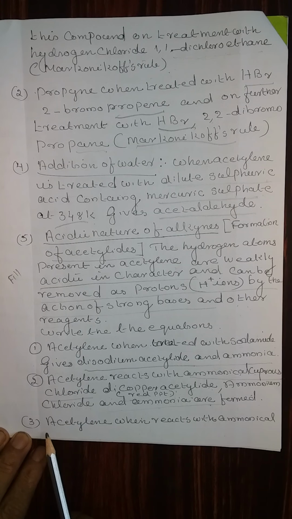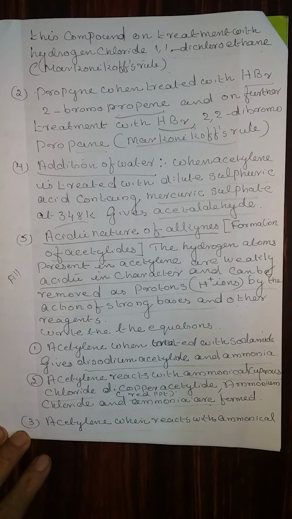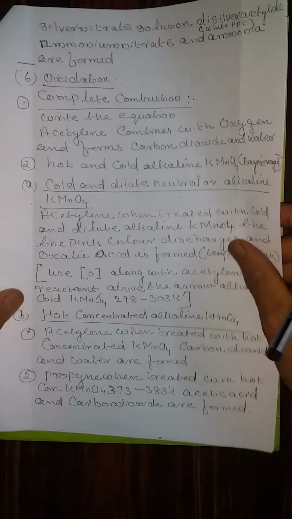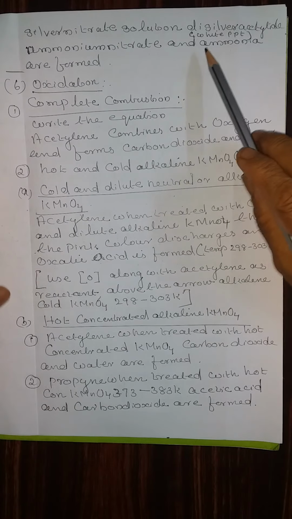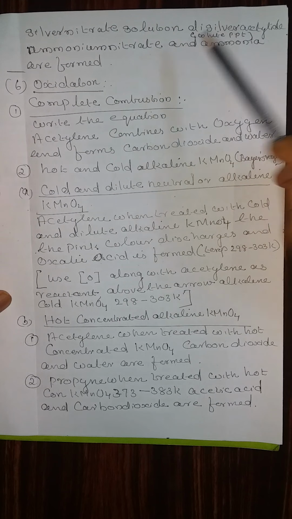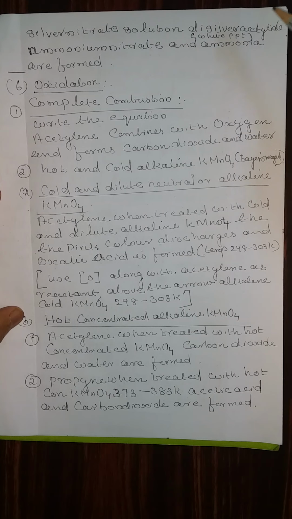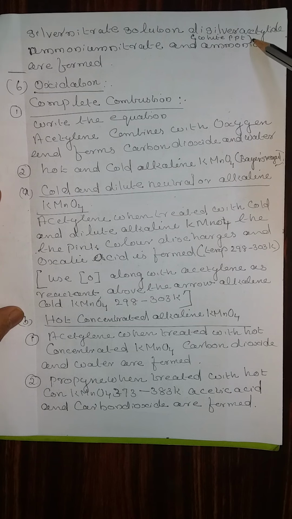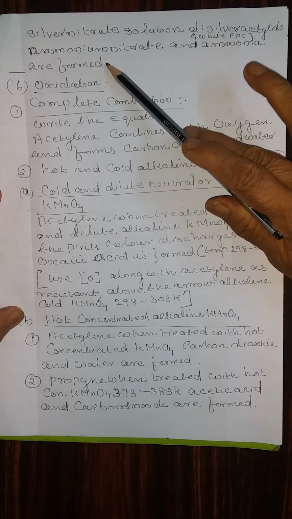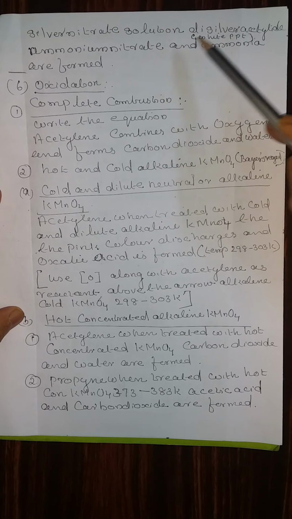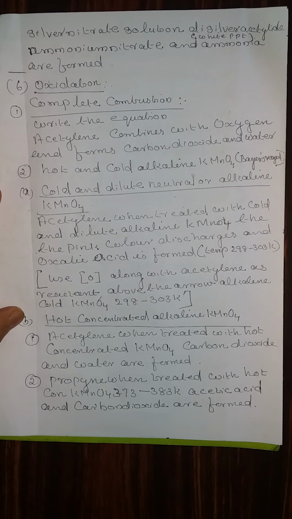Now, third one, acetylene when reacts with ammoniacal silver nitrate solution, disilver acetylide is formed, which is a white precipitate. Below the chemical formula, you must write white precipitate, which will distinguish the test for acetylene. Other products are ammonium nitrate and ammonia.